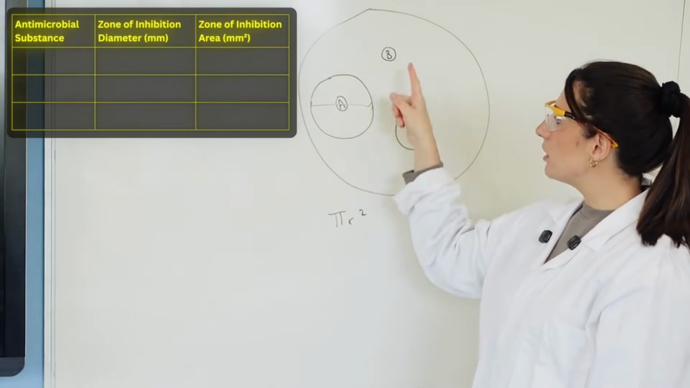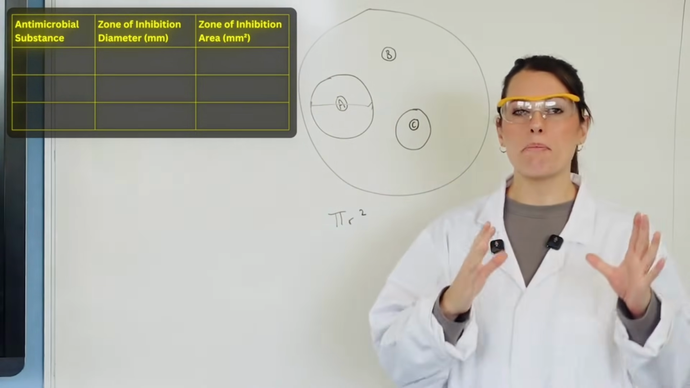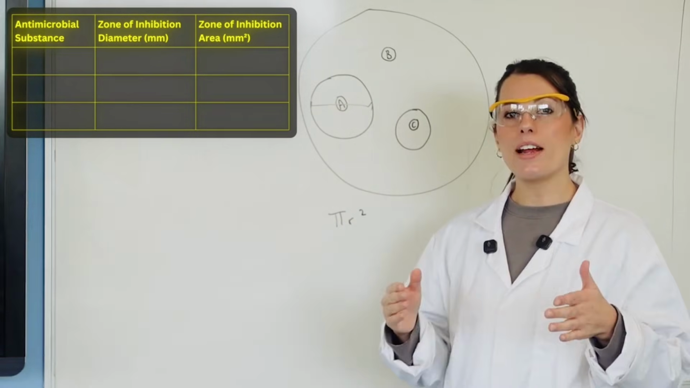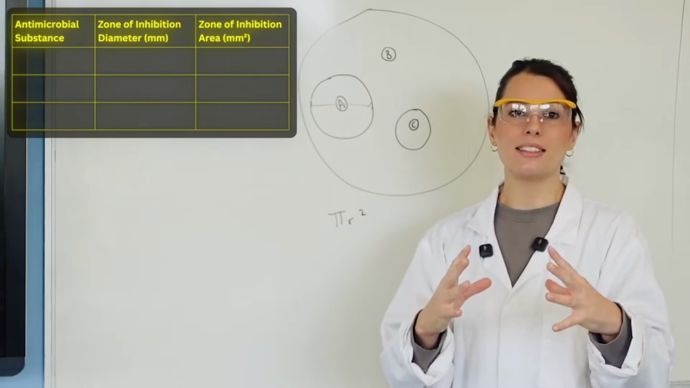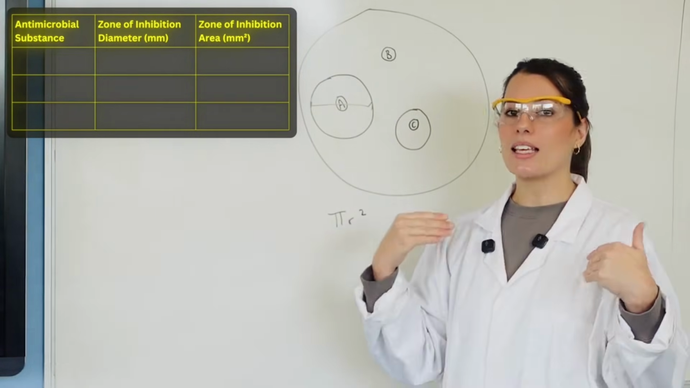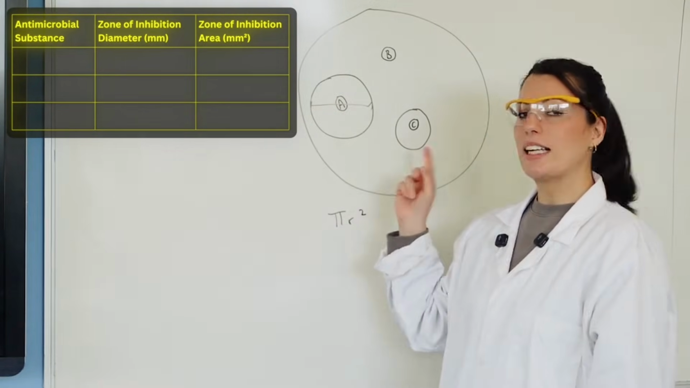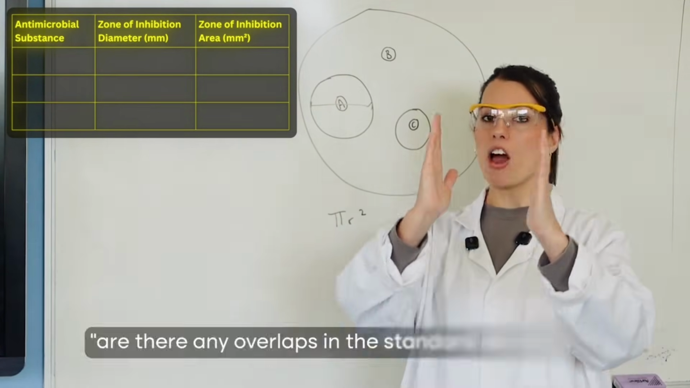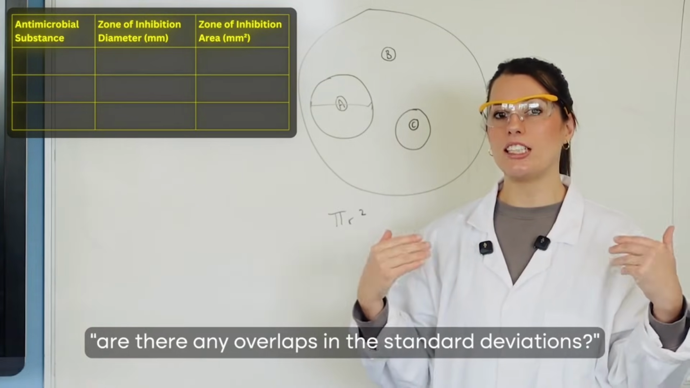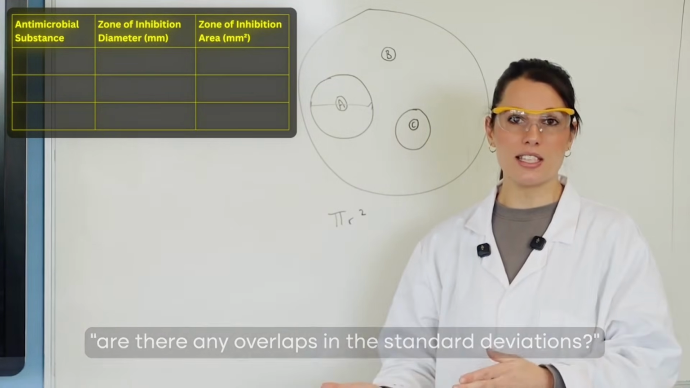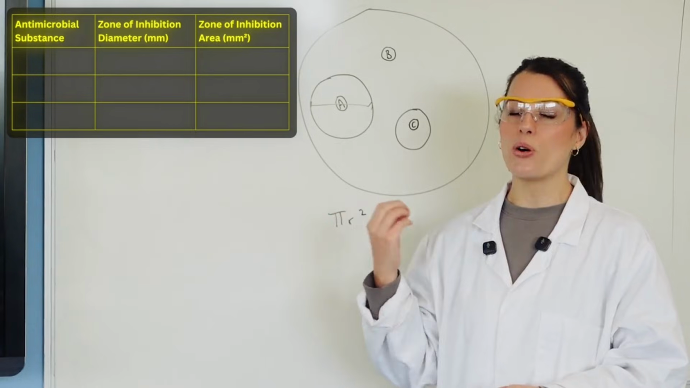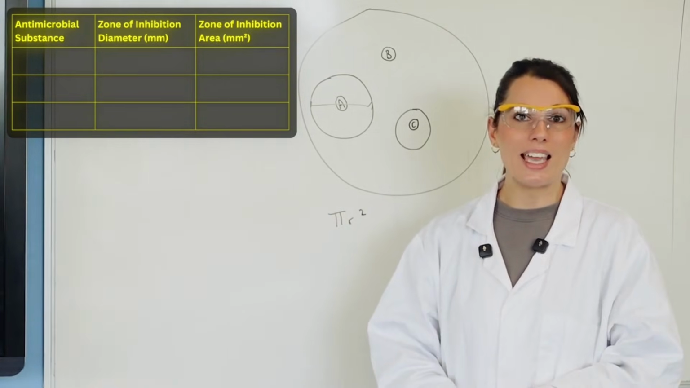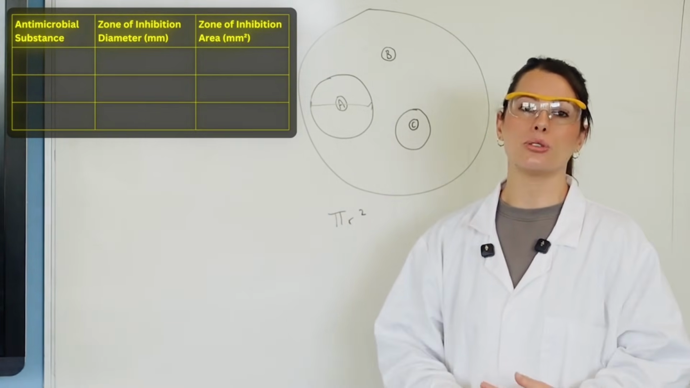Once they've got the diameter of all of their inhibition zones, they can then put their results in a table, but I recommend that you do pool the class data, so then they have their repeats, they can calculate a mean, 2 times the standard deviations on those bars, and then they can actually compare to see are there any overlaps in the standard deviations to see do they have any significant differences between the means and therefore how effective each antibiotic is at killing that particular strain of bacteria.